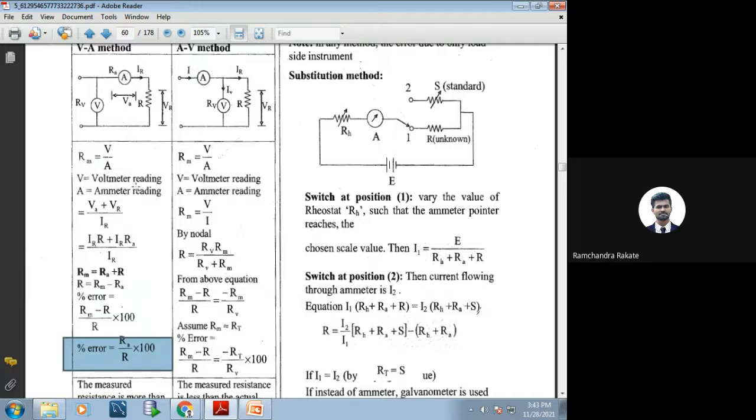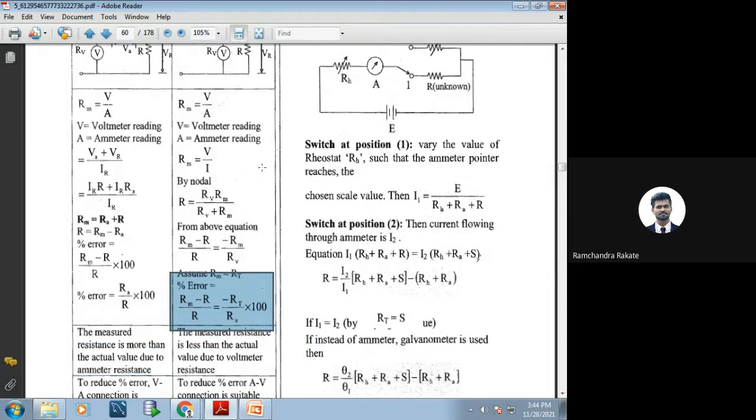Correct. Now in the ammeter voltmeter method, RM is equal to V by I, that is, voltmeter reading by ammeter reading. R is equal to RV into RM upon RV plus RM from the above equation. So percentage error is nothing but (RM minus R) divided by R, which is minus RM upon RV, into 100.